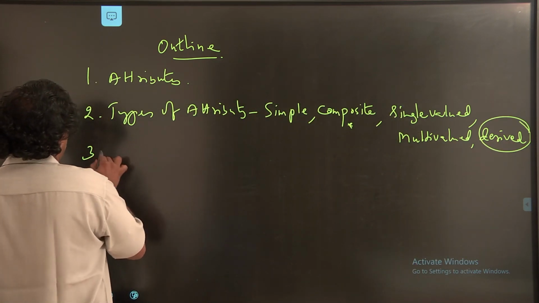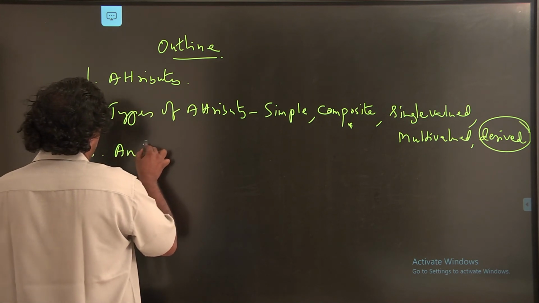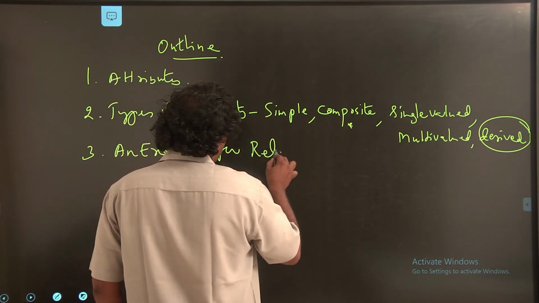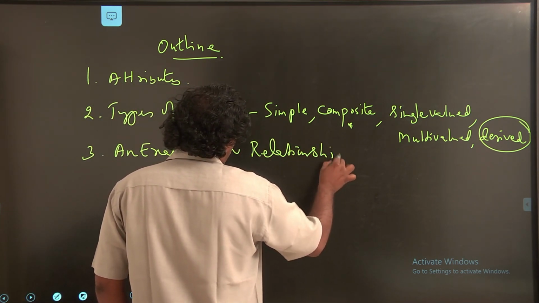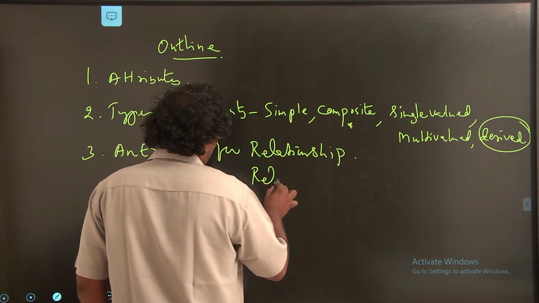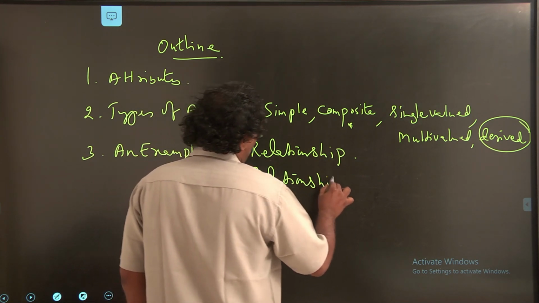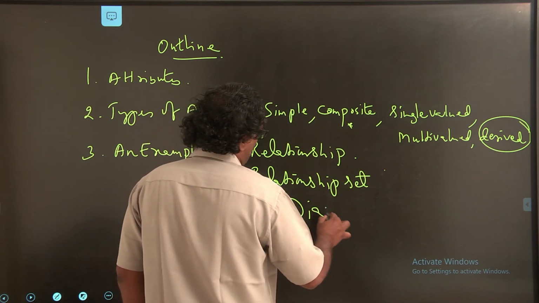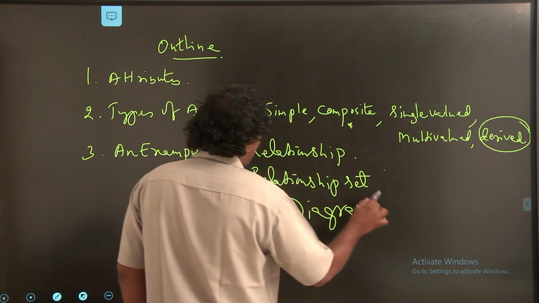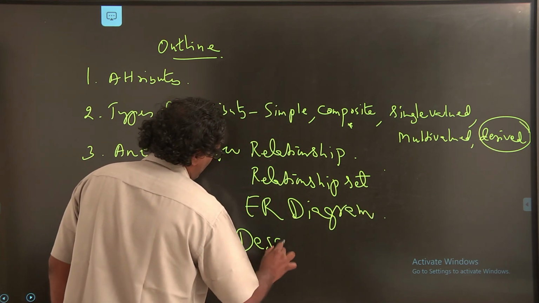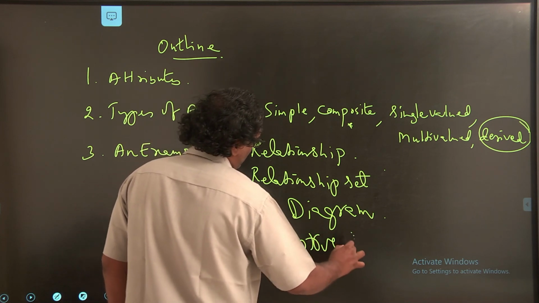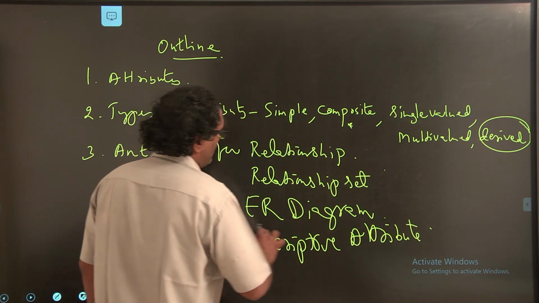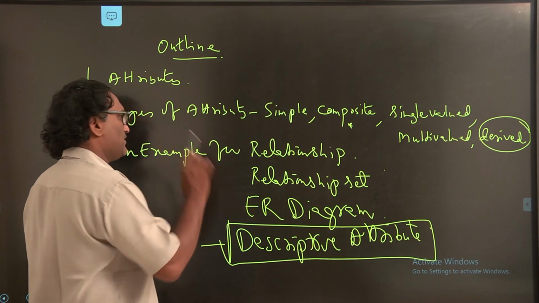We also discussed an example for relationship, and an example for relationship set, with the corresponding ER diagram. This is very, very important. We have also seen the descriptive attribute. If you want to describe the relation, that is possible by using the descriptive attribute.